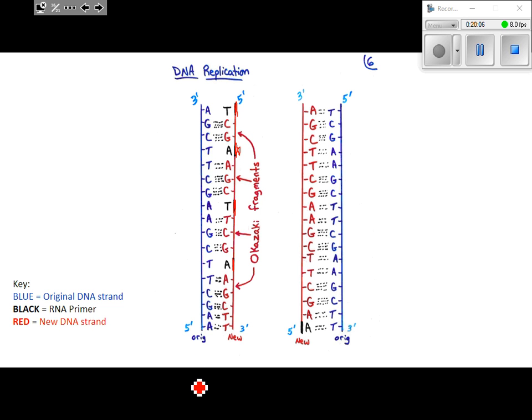Now, when those little pieces of RNA are replaced with DNA, there's still going to be a tiny little gap. Like in this case, there would be a tiny little gap right about here in between this guanine and this adenine. There would also be a tiny little gap right here between this adenine and this adenine. And so there's an enzyme that works almost like a welder. It has to come in and seal that gap.